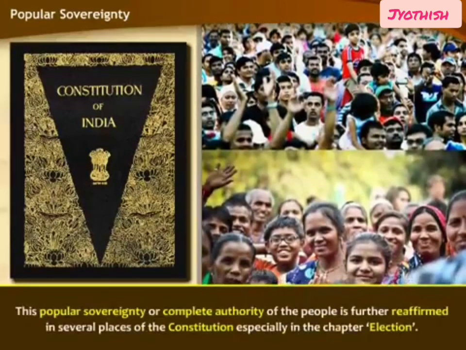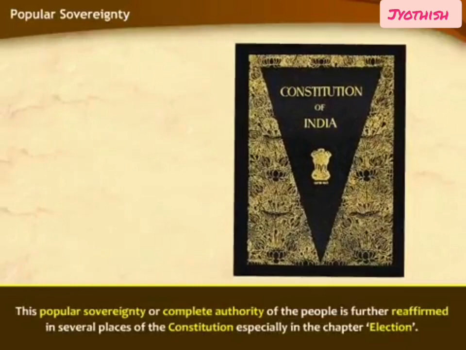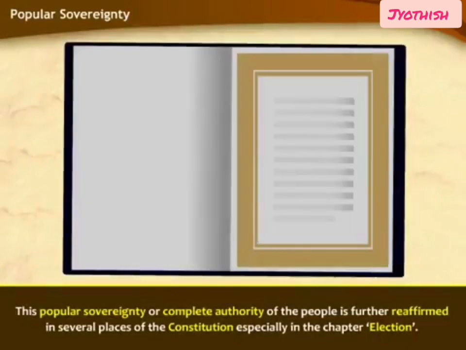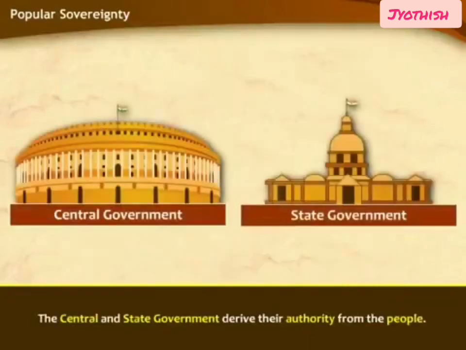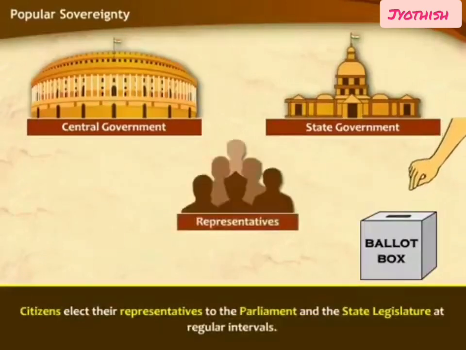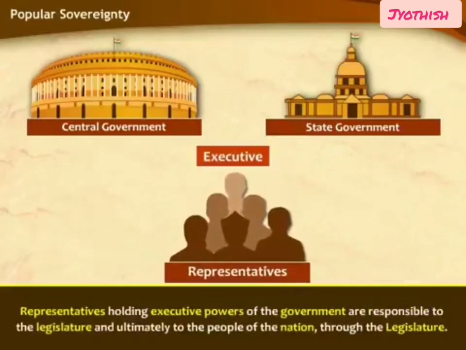The principle of popular sovereignty, or complete authority of the people, is further reaffirmed in several places of the Constitution, especially in the chapter called Election. The central and state government derive their authority from the people. Citizens elect their representatives to the Parliament and the state legislature at regular intervals. Representatives holding executive powers of the government are responsible to the legislature and ultimately to the people of the nation through the legislature.